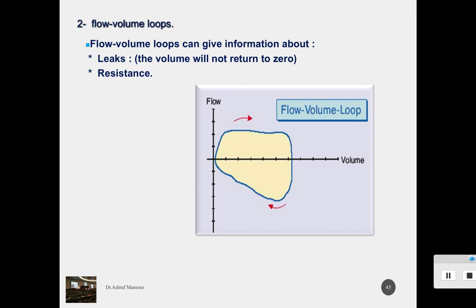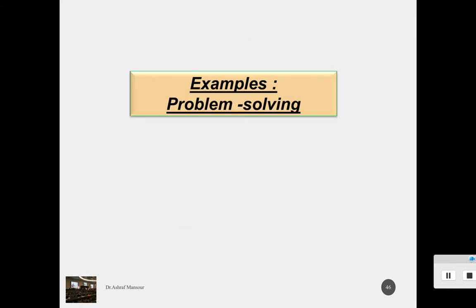The second one is the flow volume loop. A lot of us don't look at this flow volume loop, while it is very important. It can tell you a lot about leak and differentiate leak from auto-PEEP or from overexpansion due to air trapping, and it can tell you about the change in the resistance or the presence of secretion or fluid in the circuit. So it is very important.